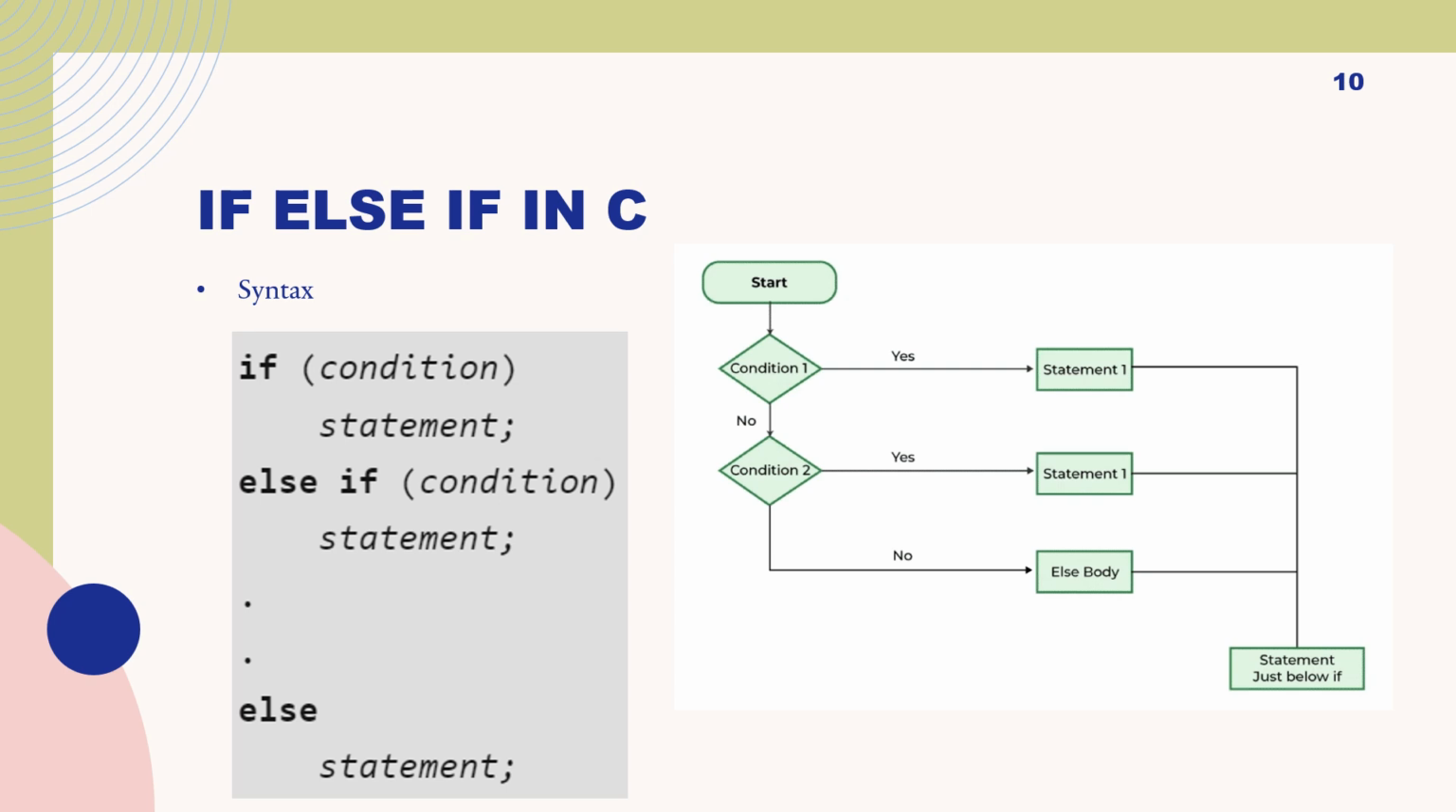And then we have the if else if in C. You can look into the syntax. If the condition is true, the statement will be executed, and else if, a different set of statements will be executed, and if it is false, it will move on to a different set of statements. You can look into the flowchart. If condition 1 is yes, it will execute the statement 1 block, and if condition 2 is true, it will execute the corresponding statement block, and if it is false, it will move on to the else block.